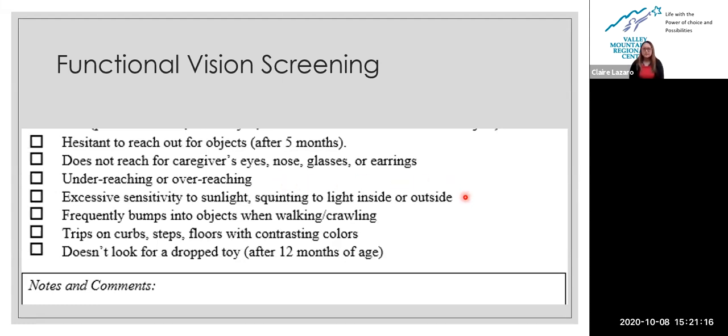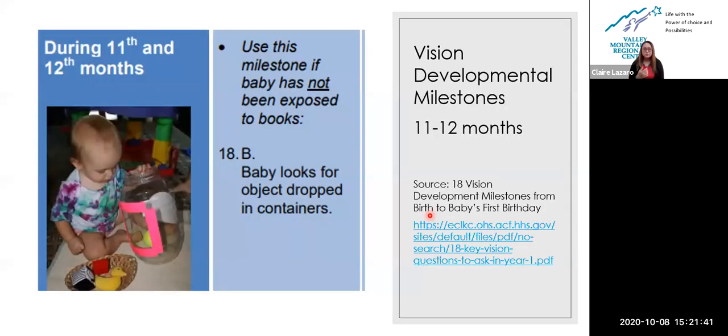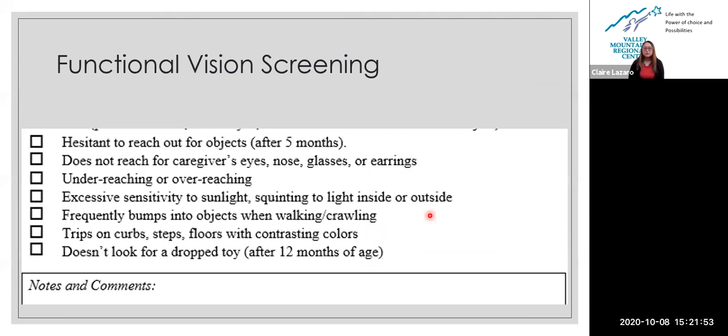Do they have excessive sensitivity to sunlight, or squint their eyes when there are bright lights? Do they frequently bump into objects when they're walking or crawling? Do they trip on curbs, on steps, on the floor? When something drops, like what we showed here, are they looking for it or not? Are they interested in looking for that toy when it dropped inside a container or just dropped? So that's the behavior part of our vision screening.